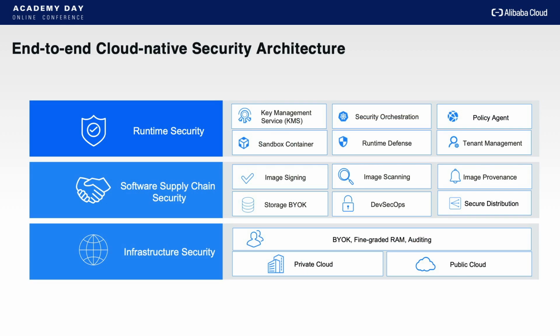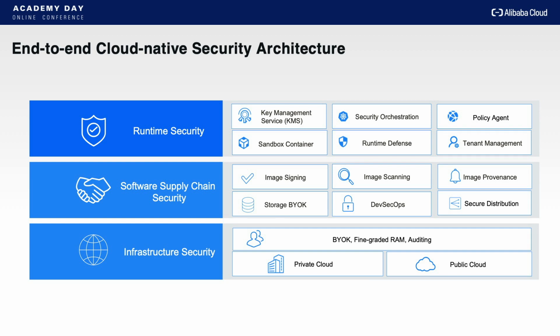We build the end-to-end security architecture in ACK, which covers secured infrastructure. ACK integrates infrastructure security for both public cloud and private cloud. For example, we support storage encryption by customer-owned key, integrating with RAM for authentication and fine-grained authorization, and using ActionTrail for auditing.